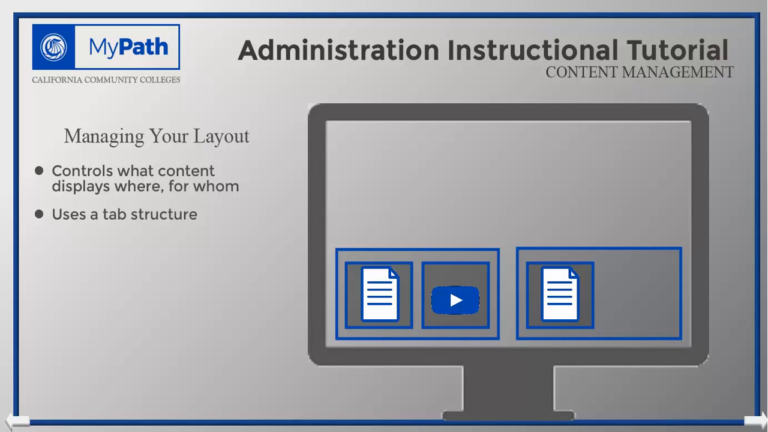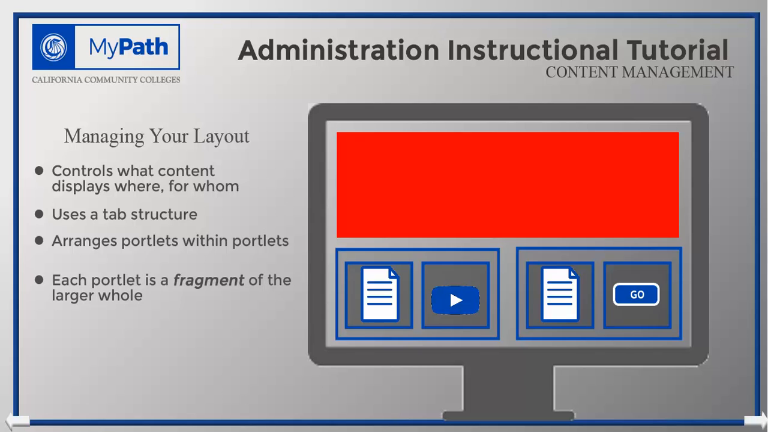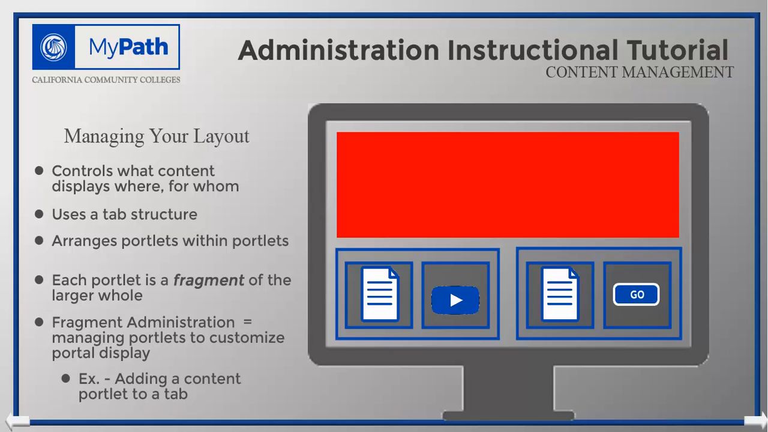All the content is provided in a tab structure, and tabs themselves are actually portlets. The content that administrators provide to the end user will be added into a tab via portlets as well. So essentially, administrators are arranging portlets within portlets to configure their content. Each portlet, therefore, is a layout element or piece of a larger whole, which we refer to as fragments. Administrators customize the portal display using what is referred to as fragment administration. Adding content to a tab is an example of fragment administration.